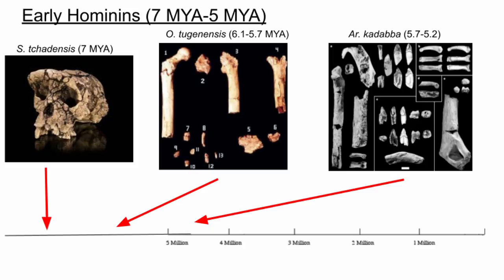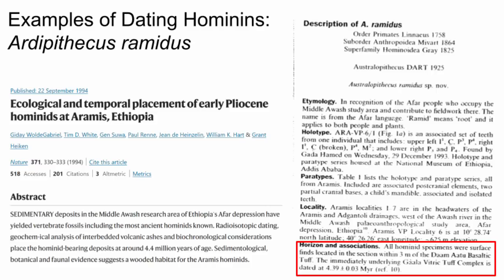So, I'll start off this little section by saying I'm not covering some of the earliest hominins, which includes Sahelanthropus tchadensis 7 million years ago, Orrorin tugenensis 6.1 to 5.7 million years ago, and Ardipithecus kadabba 5.7 to 5.2. The reason is because I didn't think they were very important for the conversation. They're cool fossils, but I just didn't include them. We're starting with Ardipithecus ramidus, which is actually my favorite fossil.